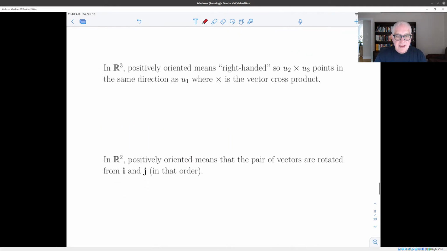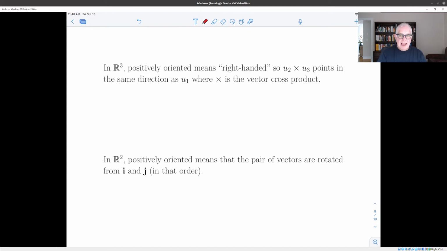So if you remember from vector calculus, there's this notion of a right-handed coordinate system. And one way to think about that is in terms of the cross product, which we haven't talked about at all. And the cross product is not really a product in the sense of group theory, because it's actually not associative, but it is useful.